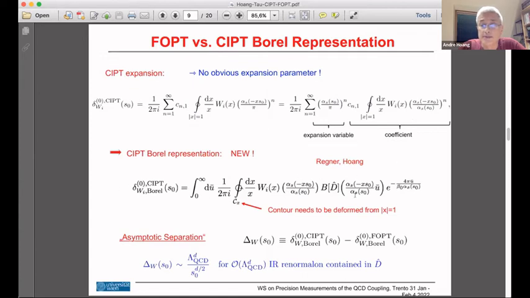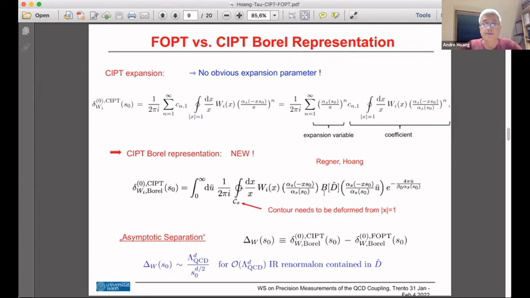I had a long paper where the technicalities and the analytic structures of this integral have been discussed. They are kind of weird. To make mathematical sense out of it, you have to deform this contour in a particular way. So if you're interested in that, I'm happy to discuss this in the backup slides. But the important point is that you can calculate this function, and you can also calculate the difference. And the difference is what we call asymptotic separation. It really scales like Lambda QCD to the d divided by S0 to the d half for a given infrared renormalon in the Borel function, which we know exists.